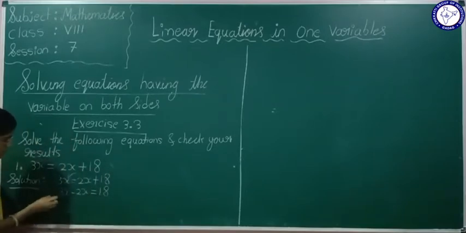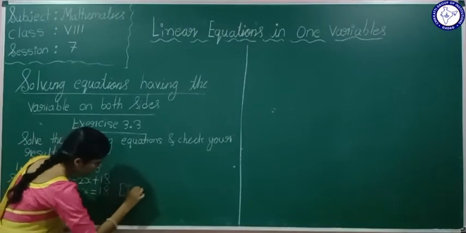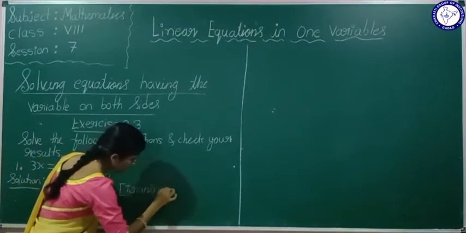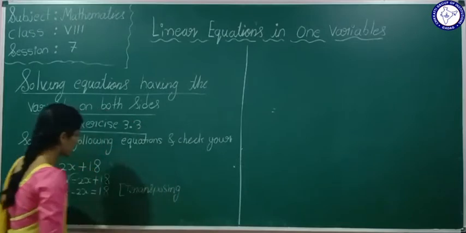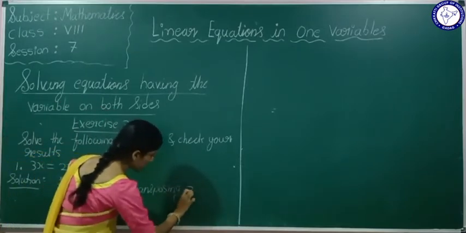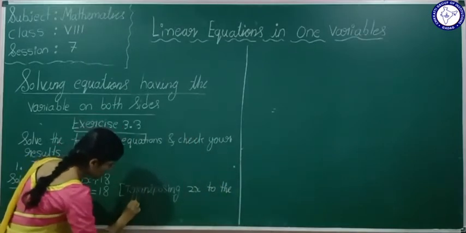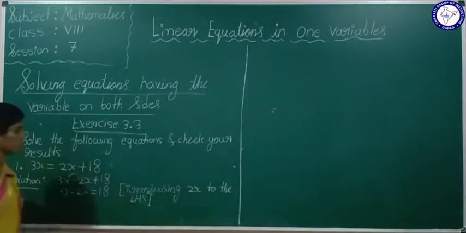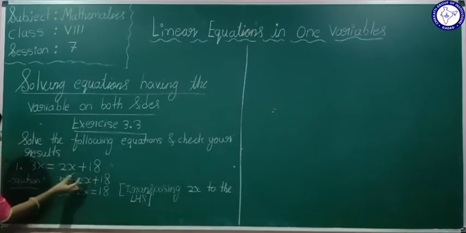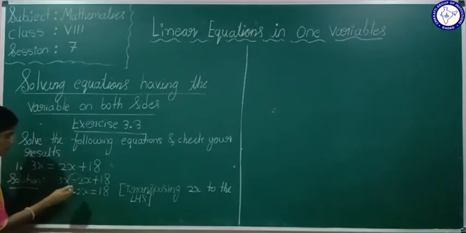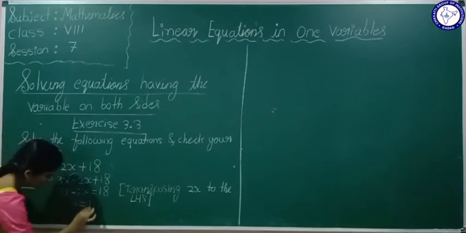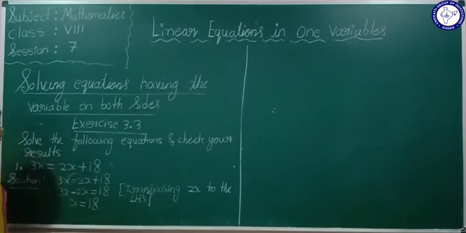What we have done here? Transposing 2x to the LHS. If you transpose, the sign will be changed. Here plus is there. If you transpose, it will become minus 2x. What is 3x minus 2x? It is x is equal to 18. This is the solution.